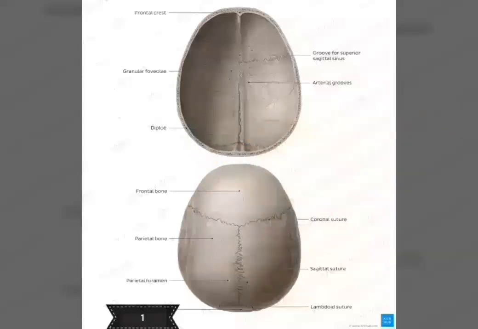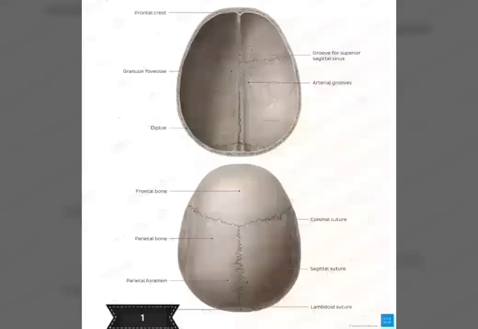The calvaria consists of the frontal bone, two parietal bones, the occipital bone, and part of the squamous part of the temporal bone. So the calvaria represents the bony part of the skull. The calvaria is covered by a soft tissue. This soft tissue is called the scalp. So the scalp represents the soft tissue that covers the calvaria.